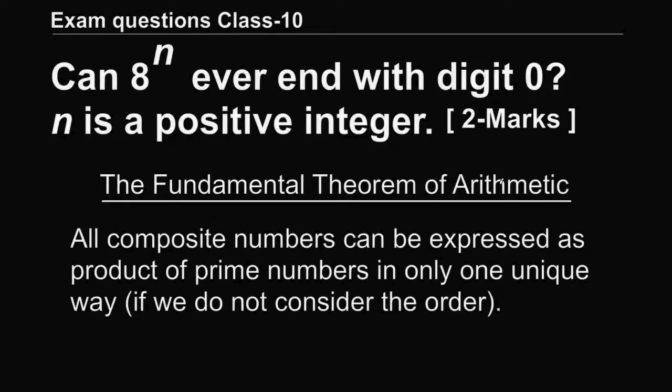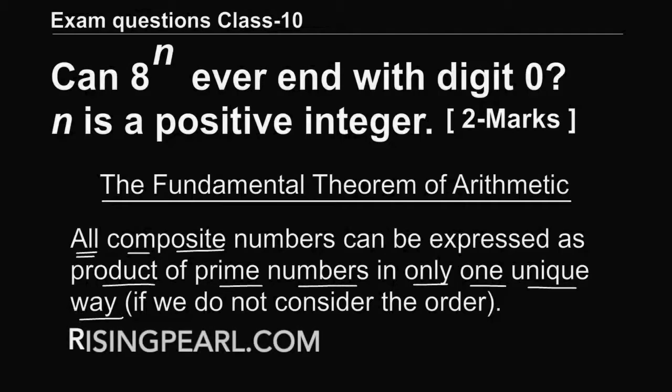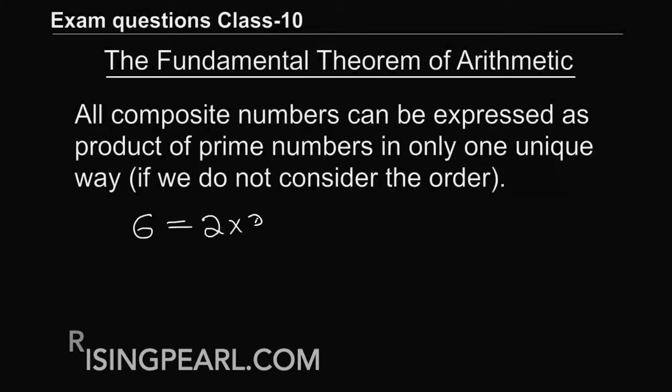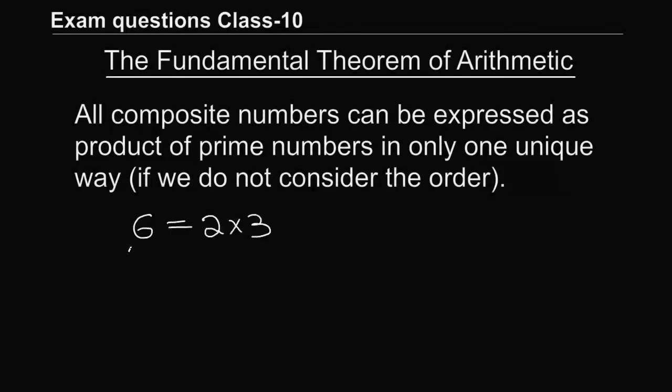The Fundamental Theorem of Arithmetic states that all composite numbers can be expressed as a product of prime numbers in only one unique way. So what does that mean? Let's say we have the number 6. This is a composite number. We can express 6 as 2 times 3. Is there any other way to express 6? Well, of course, we can write 6 as 1 times 6.